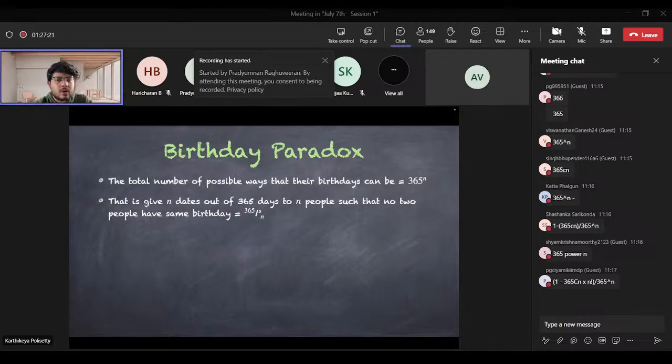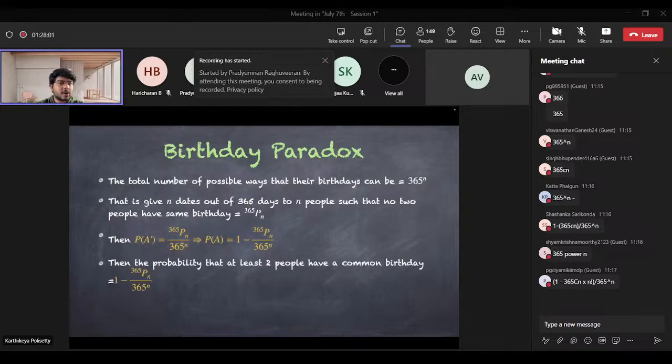So in how many ways can you do that? 365 Pn. You have 365 days, you have to take n of them and arrange them for these n people. So the number of ways you can do it is 365 Pn. So what is P of A complement? 365 Pn by 365 power n. That is, no two people have the same birthday, which implies P of A is 1 minus P of A complement, which is 1 minus 365 Pn by 365 power n. Then the probability that at least two people have a common birthday is 1 minus 365 Pn by 365 power n.